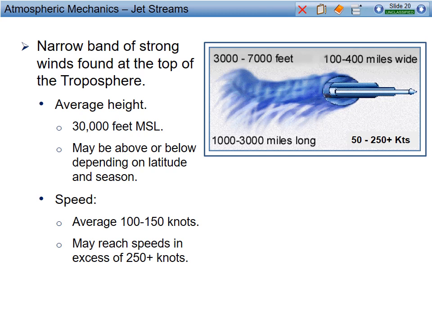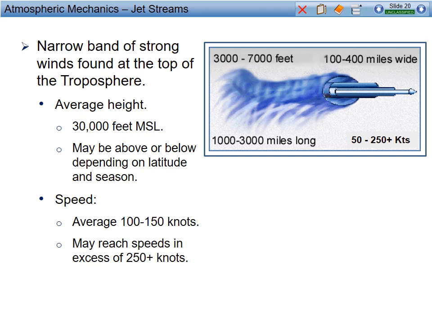The jet stream is a narrow band of strong winds found at the top of the troposphere. The average height is 30,000 feet MSL, and if you remember, the average height of the troposphere in the US is 36,000 feet, which allows for roughly 6,000 feet for the jet stream to exist in. As you can see in the top left-hand corner of the diagram, it is on average 3,000 to 7,000 feet thick. So that fits in there nicely, helps remember the other altitudes.